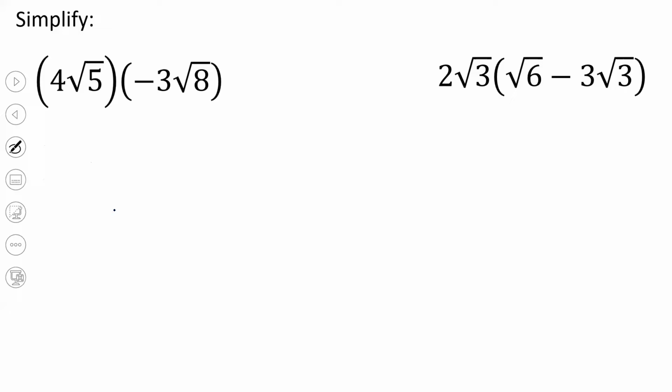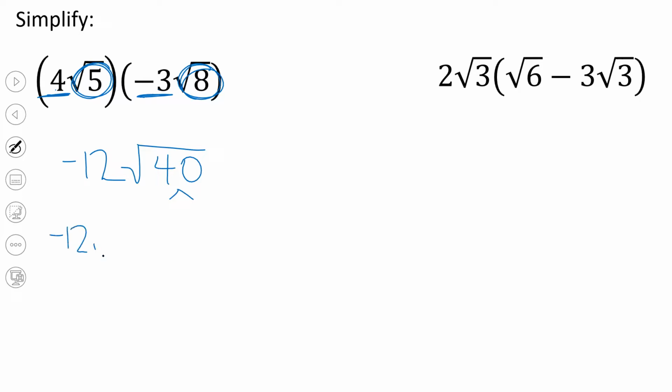Yes. What can multiply together? This 4 can only multiply by what? By -3. Outside times outside. So outside times outside gives me -12. Then I can multiply inside times inside. And what will that give me? 40. And then you make your tree and you break 40 down.